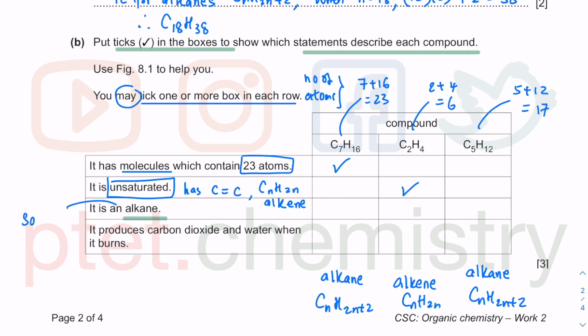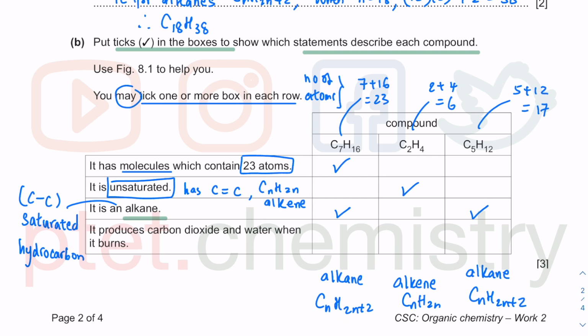Alkane is what you call a saturated hydrocarbon. Saturated means only containing carbon-carbon single bonds. Hydrocarbon means only containing carbon and hydrogen. So it is an alkane. So not only C7H16, but C5H12 as well. You may tick more than one box.